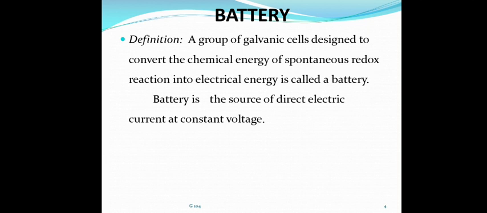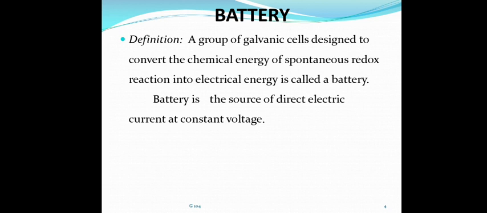It is a group of galvanic cells designed to convert chemical energy into electrical energy by spontaneous redox reactions. So a battery is a group of galvanic cells designed to produce electricity by redox reactions. It is not a single galvanic cell, but a group of galvanic cells arranged in a series, so that more electrical energy is produced. That is called a battery.